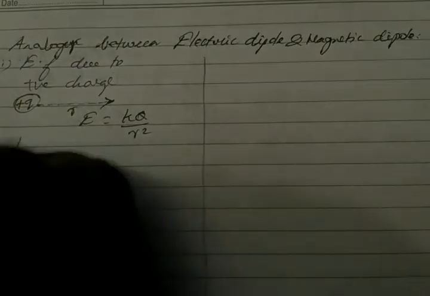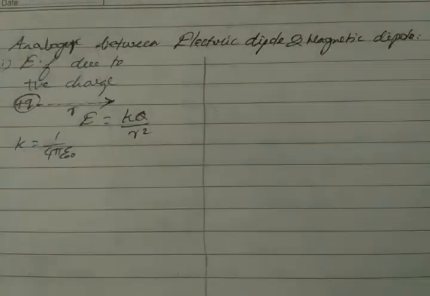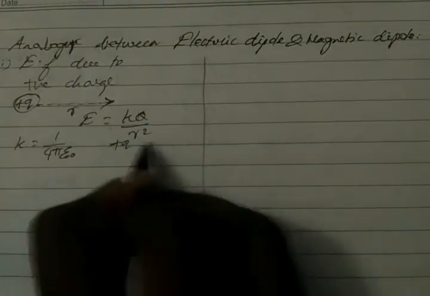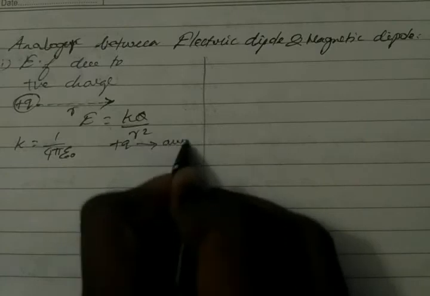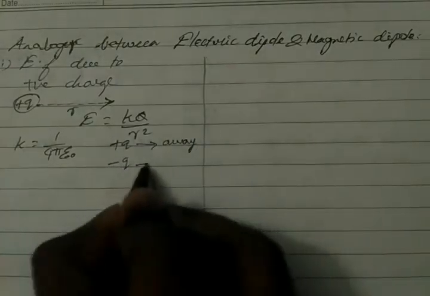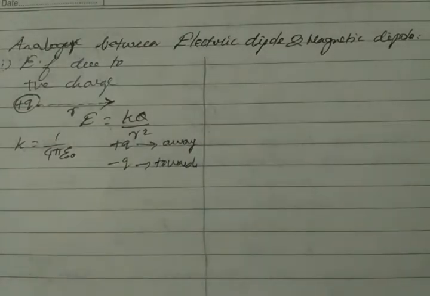What is the value of K here? K equal to 1 by 4 pi epsilon naught. This is the value of K, right? If it is a positive charge, then the electric field moves away. For a negative charge, it is towards the charge. So the direction of the electric field is away from the positive charge, right?